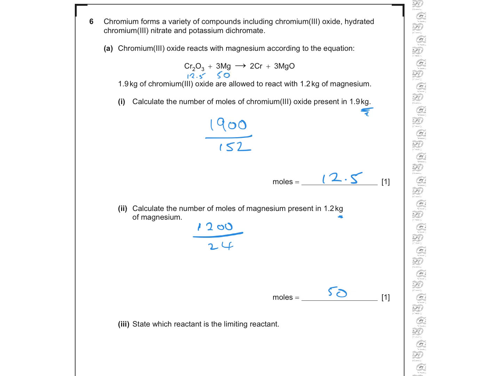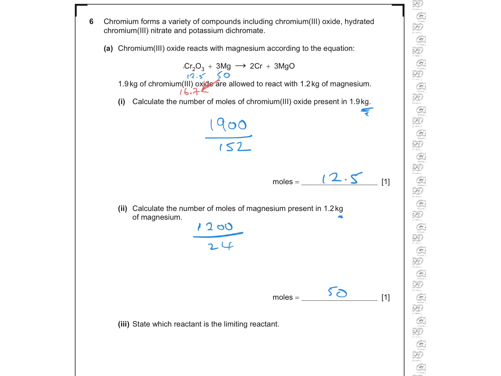So if I've got 50 moles of magnesium and it reacts in a 3:1 ratio, that means starting off with 50 moles of magnesium, I would need 16.7 moles, say, of the chromium 3 oxide, because it's, as I said, a 3:1 ratio. Now I don't have 16.7, I've only got 12.5, so I don't have enough. That means that the chromium 3 oxide is limiting.